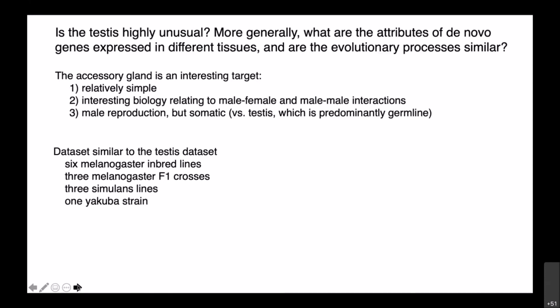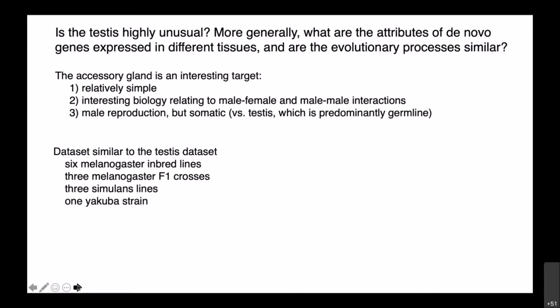And it's also interesting to think about comparing the evolutionary dynamics of the accessory gland and the testis, because there is this question about how unusual is Drosophila male reproduction in terms of rapid adaptive evolution and evolutionary novelties and so on. One nice thing about comparing the accessory gland and the testis is that they both function strictly in male reproduction, and yet one is somatic and one is primarily germline. And so by comparing these, maybe we'll start to get some insights into the relative importance of selection on somatic versus germline functions in terms of the evolution of novelties.